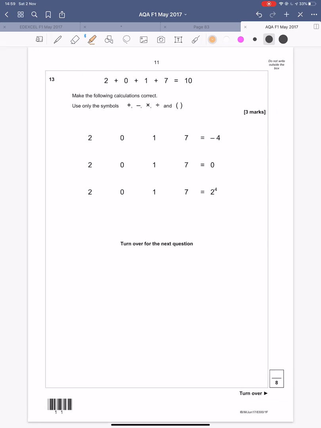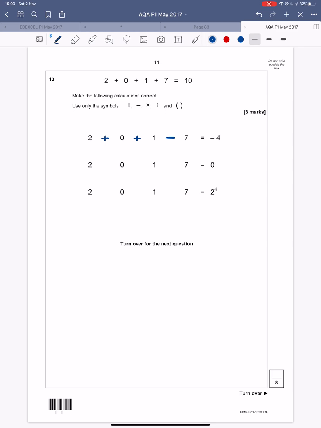Right, next one. Make the following calculations correct. Sometimes there's more than one way of doing these, so I'll just put down one way. You can always check them on your calculators if you've got a different way. So we want to make minus 4. If you look at this, just do 2, then subtract the 7 at the end. So you do 2 plus 0 is 2, plus 1 is 3. Take away 7 is minus 4.